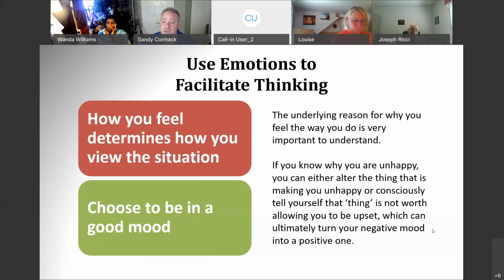Why are you unhappy? So learn how to deal with those things, alter the thing that's making you unhappy, and consciously tell yourself that that thing is not worth allowing you to be upset. This will help you change your mood, help you choose to be in a good mood. And sometimes this is very difficult to do.